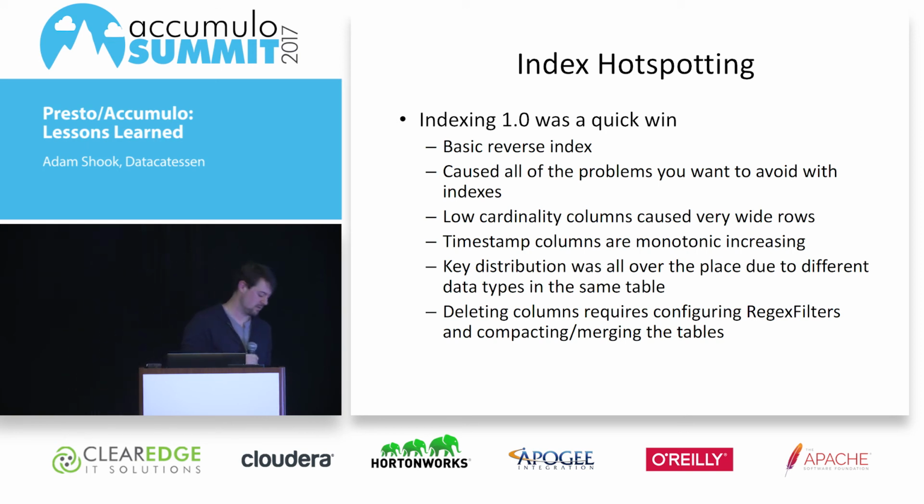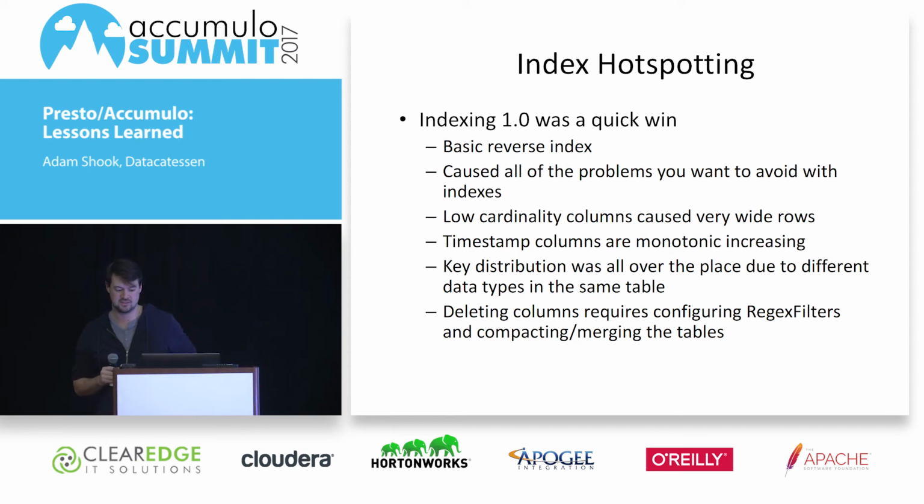So we're kind of duplicating the problem in that there's two tables that now have hotspots for all these index columns. Additionally, it's extremely difficult to delete a column. If you have an index column that we're not actually using and I don't want to use anymore, we'd have to configure regex filters on it to delete data from that column, and compact and merge the tables. We recently did this about a month ago on our production systems to drop terabytes of data just to reduce the cluster size.